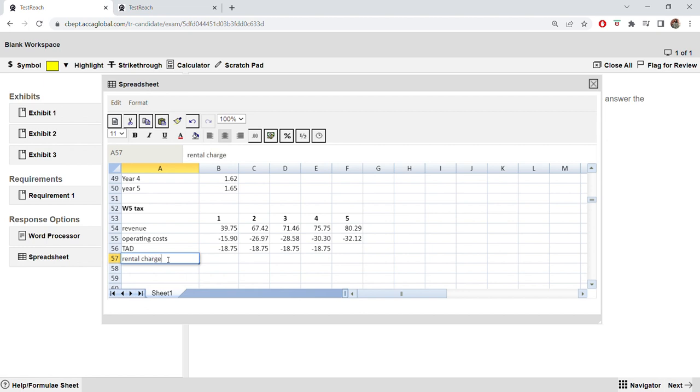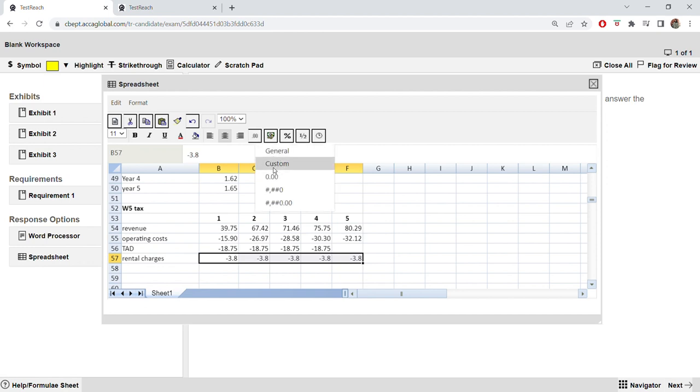It's like you're doing the cash flow again. No, wait for it. Minus. What are the rental charges? 3.8 for all the 5 years. Make it, sorry. Something is wrong here. Okay, make this to 2 decimal places. Because everything is in 2 decimal places.